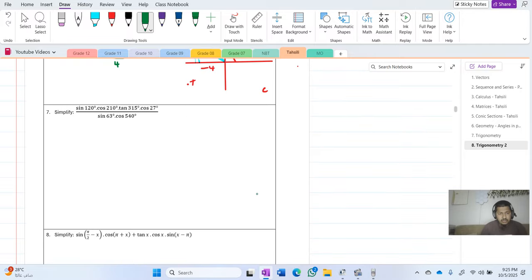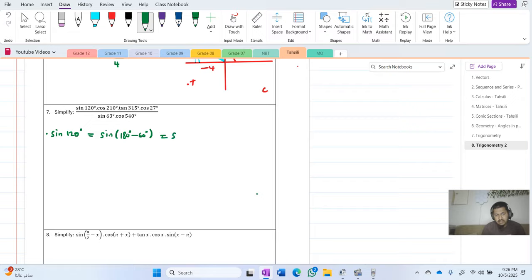Sine 120 is sine, where's 120? Second quadrant, right? So that's 180 minus 60. 180 minus 60 is 120, alright? So nothing changed here. I just changed the form so you can locate the quadrant. Second quadrant sine is positive, so we're getting sine 60, and we know what sine 60 is. That is root 3 over 2.